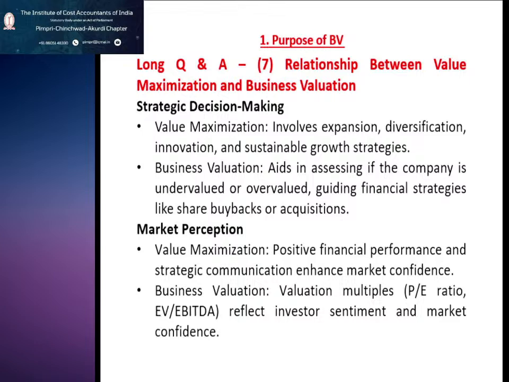Strategic decision making. Value maximization involves expansion, diversification, innovation and sustainable growth strategies. Business valuation aids in assessing if the company is undervalued or overvalued, guiding financial strategies like share buybacks or acquisitions. Market perception: value maximization reflects positive financial performance and strategic communication, which enhances market confidence. And in business valuation, valuation multiples like PE ratio or EV divided by EBITDA reflect investor sentiment and market confidence.